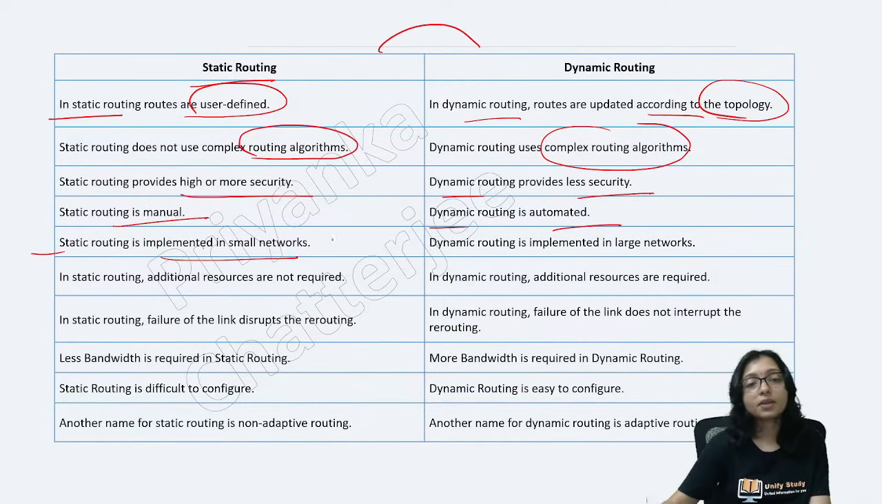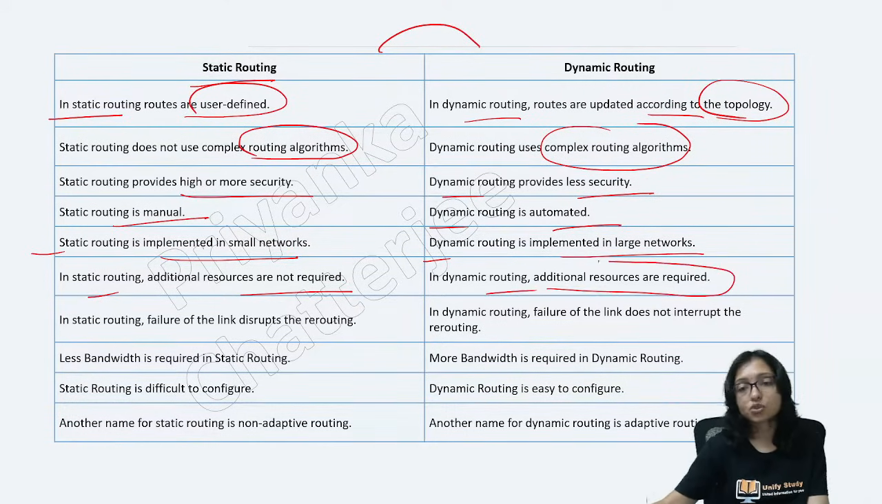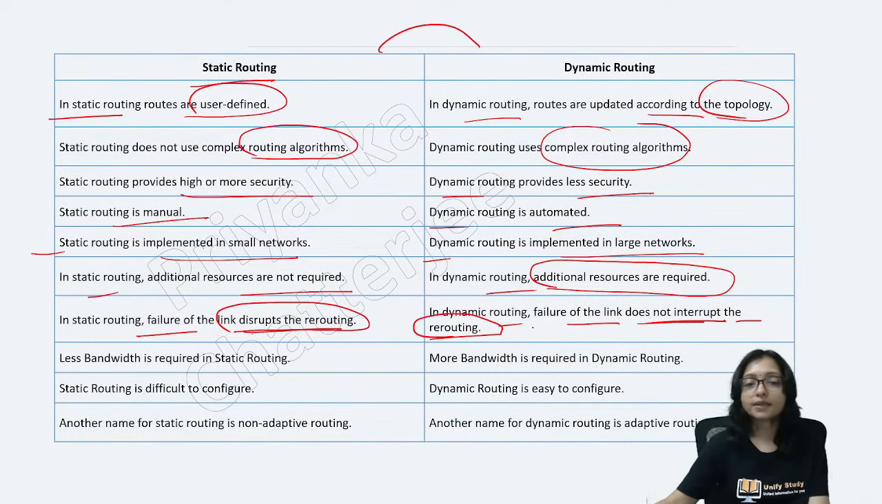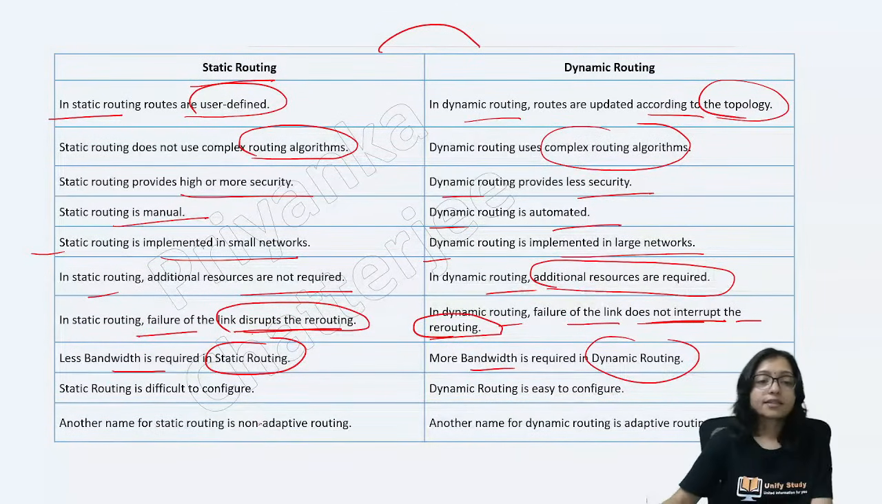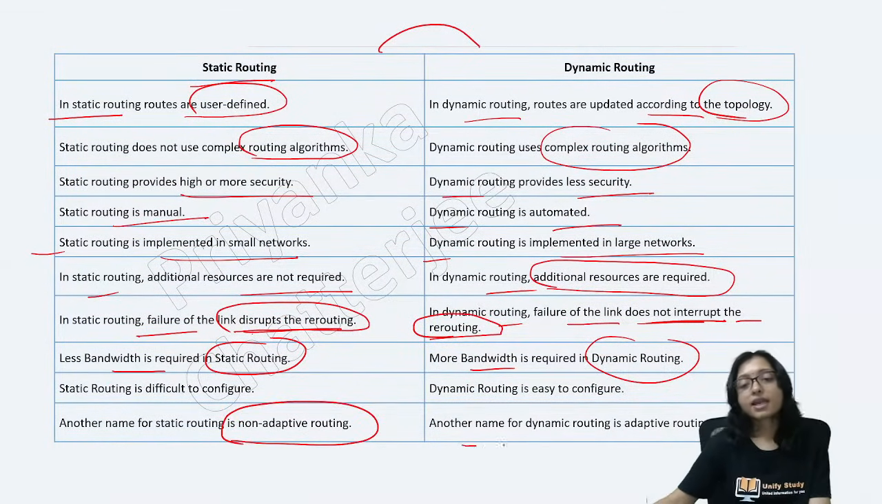Static routing is implemented in small networks. Dynamic routing is implemented in large networks. Static routing does not require additional resources here, but dynamic routing requires additional resources. In static routing, if the link is disturbed, it can fail, but in dynamic routing, link failure does not interrupt the rerouting. Less bandwidth is required for static routing, more bandwidth is required for dynamic routing. Other than that, static routing is non-adaptive routing, and dynamic routing is also called adaptive routing.